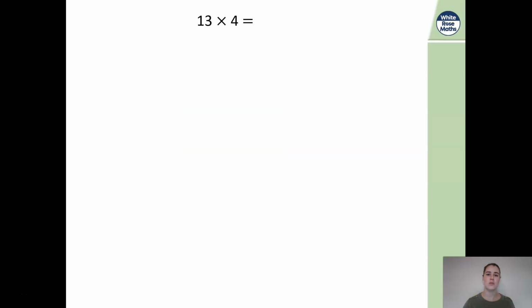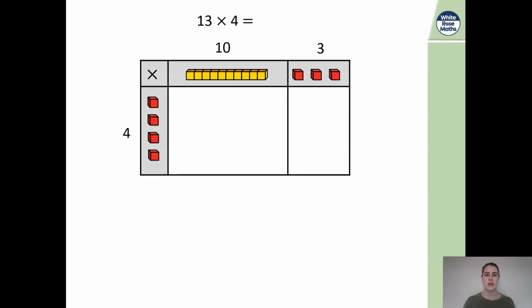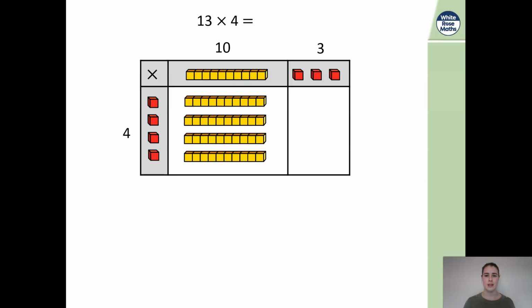Let's consider it for this question with 13 multiplied by 4. So here again we've taken our 13 and partitioned it into 10 and 3, and we have our 4 down the other side. So our first calculation is going to be 10 multiplied by 4. So I need 10 lots of 4, or 4 lots of 10. Then we're going to multiply 4 by 3. We know that 4 multiplied by 3, or 3 multiplied by 4, is going to give us this answer.